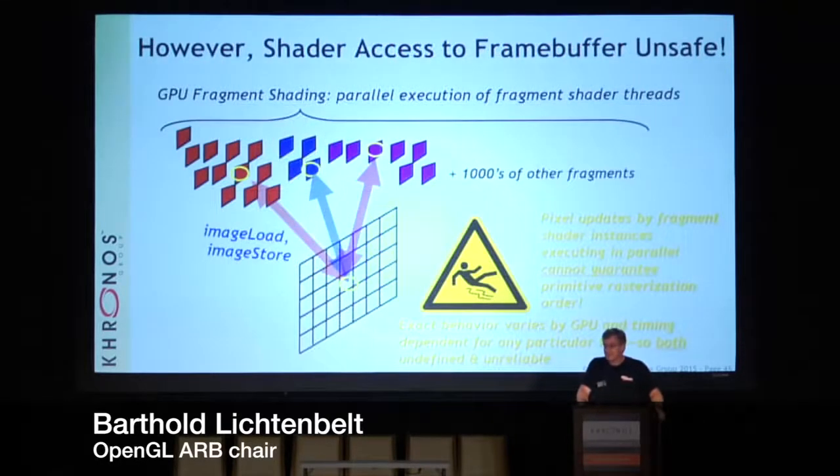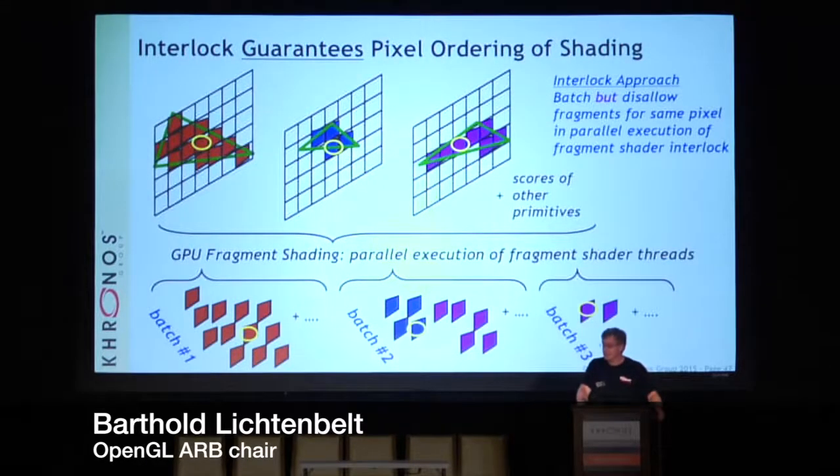Now, the interesting thing is, if you start to actually access pixel data in your fragment shader that belongs to one of those 3 overlapping fragments, that is just unsafe, in the sense that your results, if you read or write to that pixel, will be undefined, as you don't really know in what order the fragment shader is processing your 3 triangles. That's why we need fragment shader interlock. Interlock guarantees pixel order of shading.